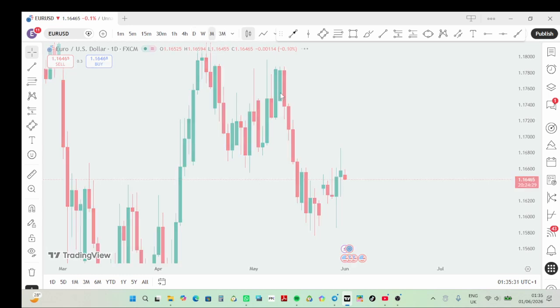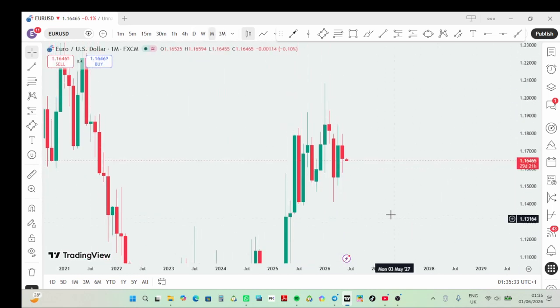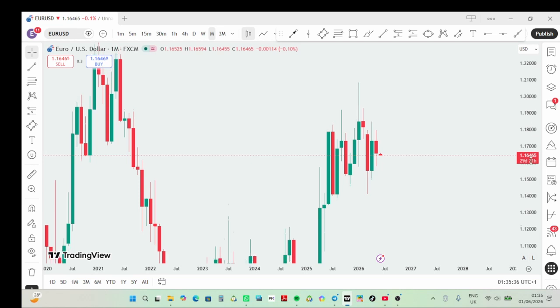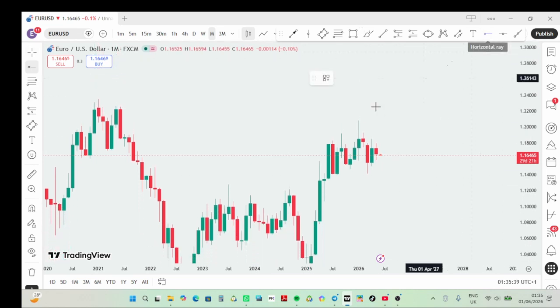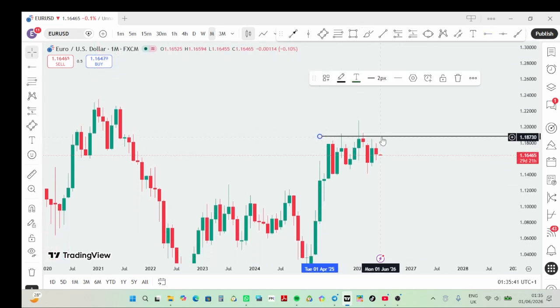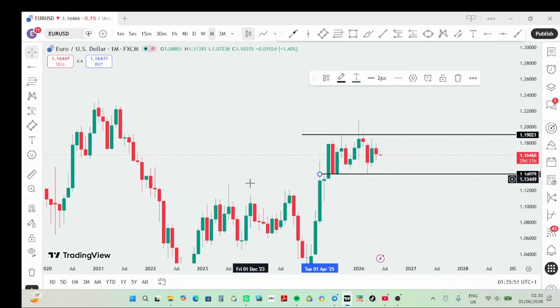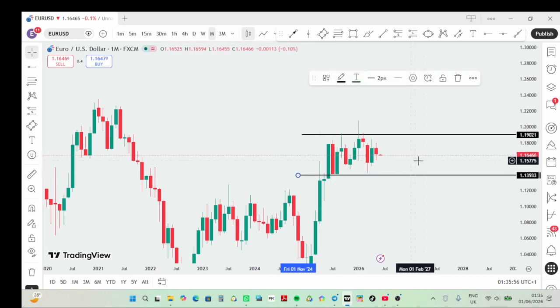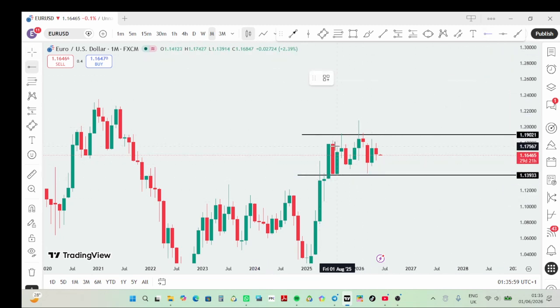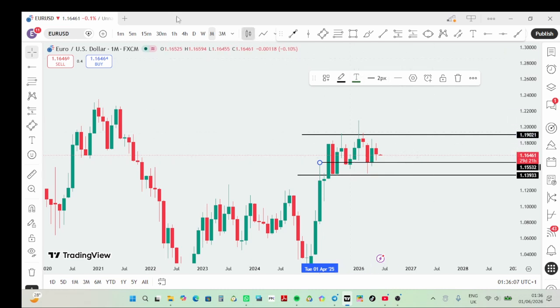At the same time as DXY moves to that point, I'll be expecting EURUSD to jump up. Now, EURUSD is also in a range. It has been in the range since last year, June. So at this point now, I've been looking for a pullback to this level before I join the market to the upside.